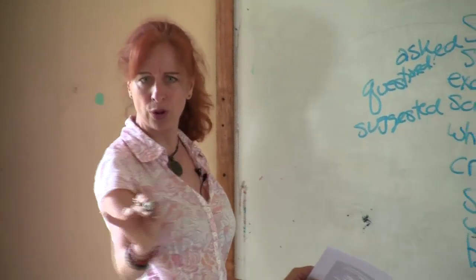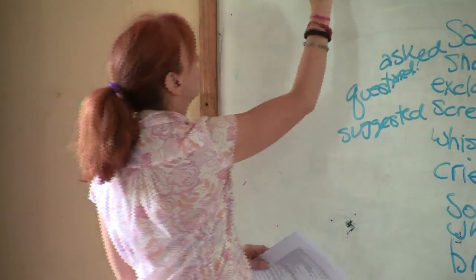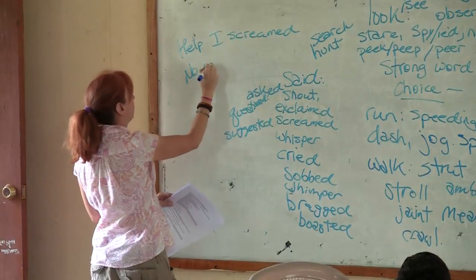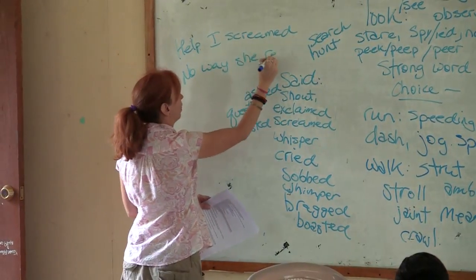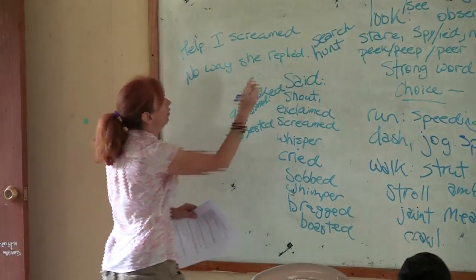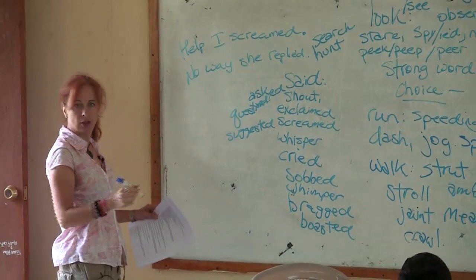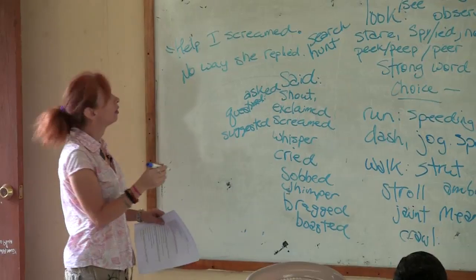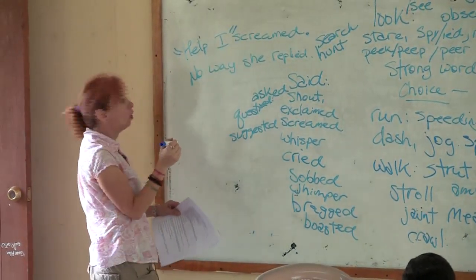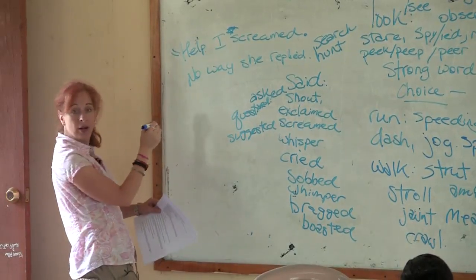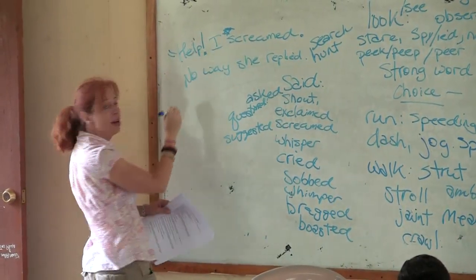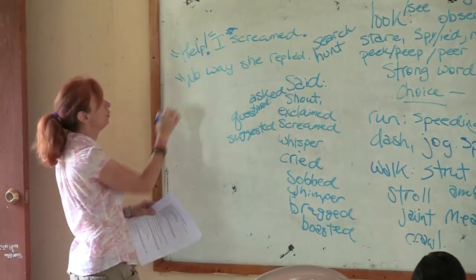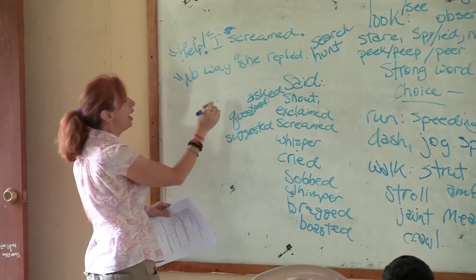So let me write a sentence on the board that the students would write. Where do I put the quotation marks? Where do I put them? In front? Okay, in front of help. And after I. Oh, thank you. After help? Uh-huh. And after the. Great. And how about in the no way? In front of no. After way. And what punctuation do I want?